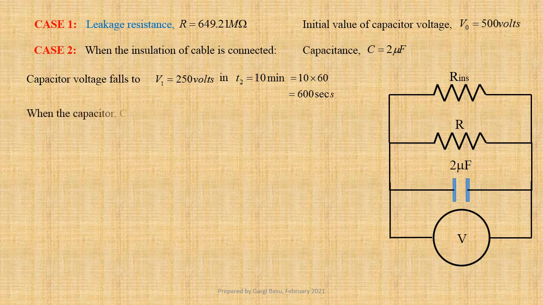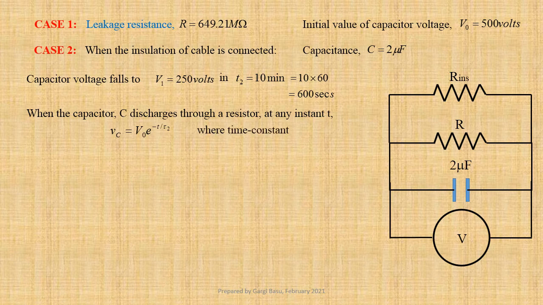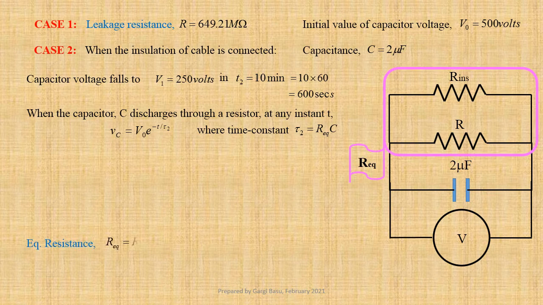When the capacitor C discharges through a resistor at any instant t, capacitor voltage Vc equals V0 e to the power minus t by tau 2, where time constant tau 2 equals Req into C. Equivalent resistance Req equals R in parallel with R ins.